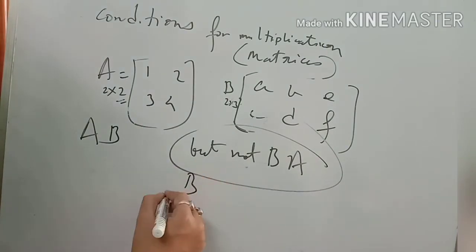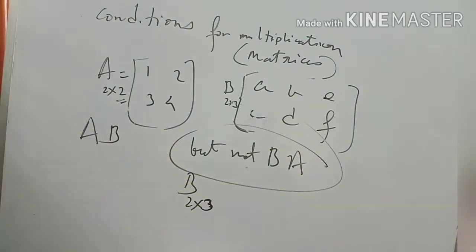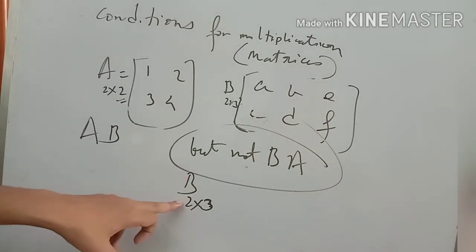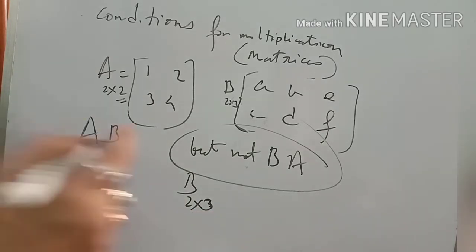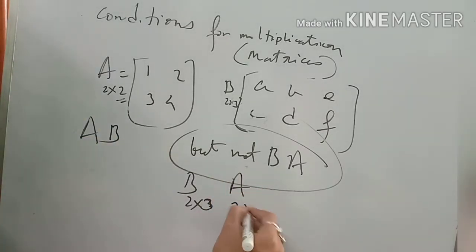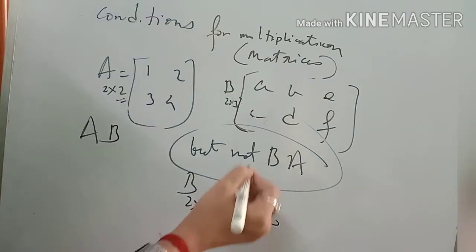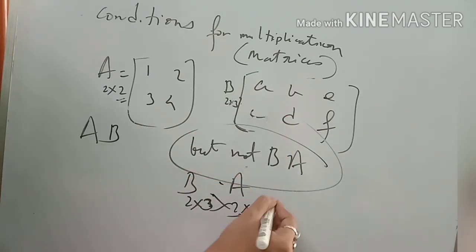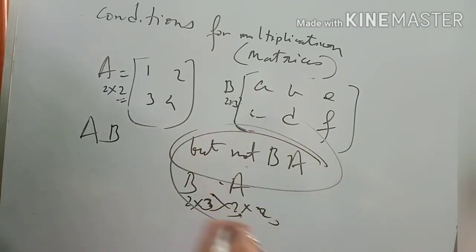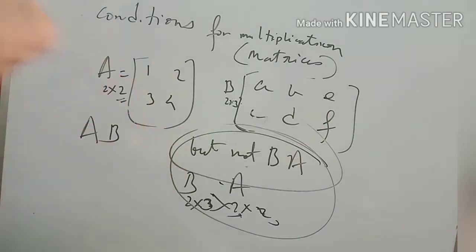Because of B's orientation: the number of rows is 2 and the number of columns is 3, and it is not matching with A, whose number of rows is 2 and number of columns is 2. So B into A multiplication is not possible at all.